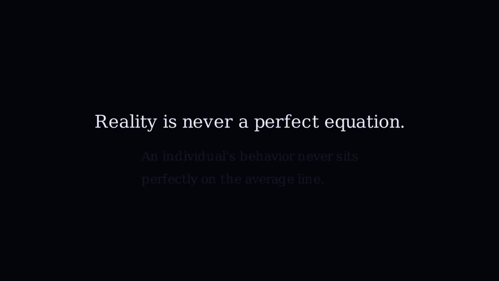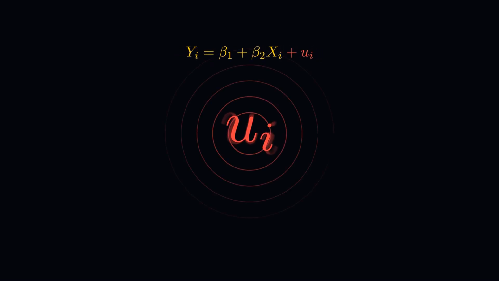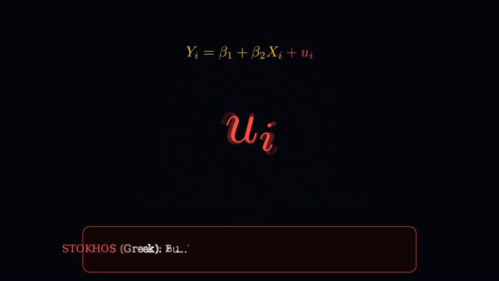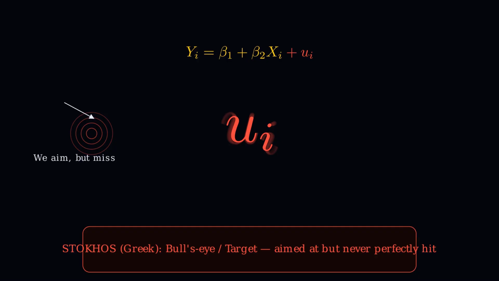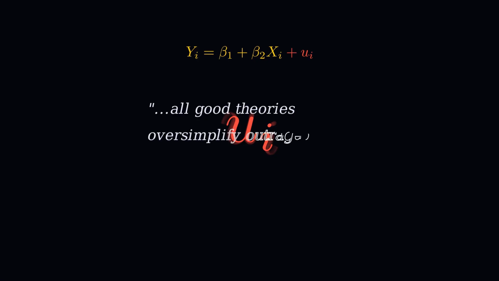But reality is never a perfect equation. An individual family's behavior will never sit perfectly on our average line. Therefore, we must add one more symbol to the true equation, plus U. This U is the stochastic disturbance, or the error term. The word stochastic comes from the ancient Greek word stokos, meaning a bullseye, or target. We aim for the absolute truth, but human behavior is filled with random misses.